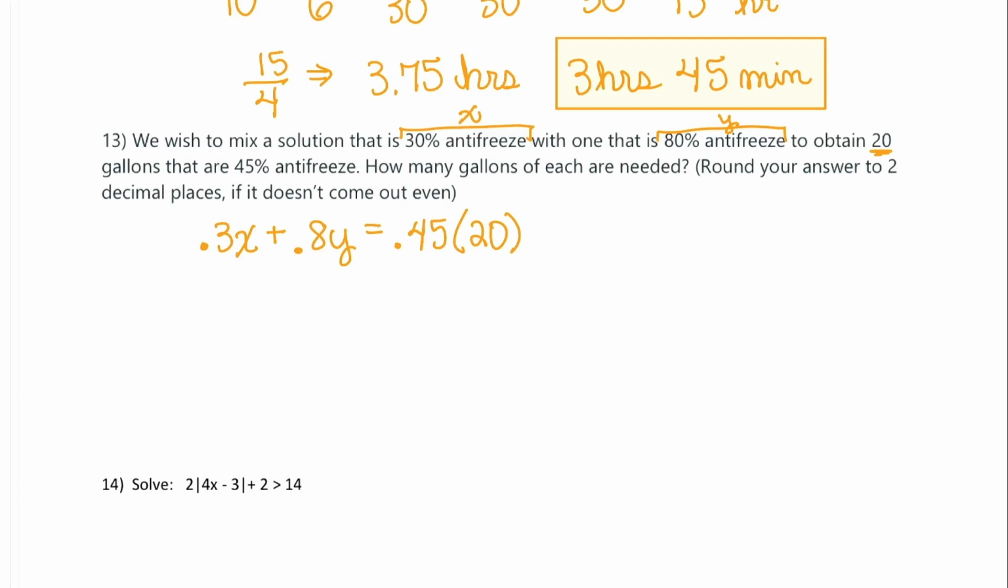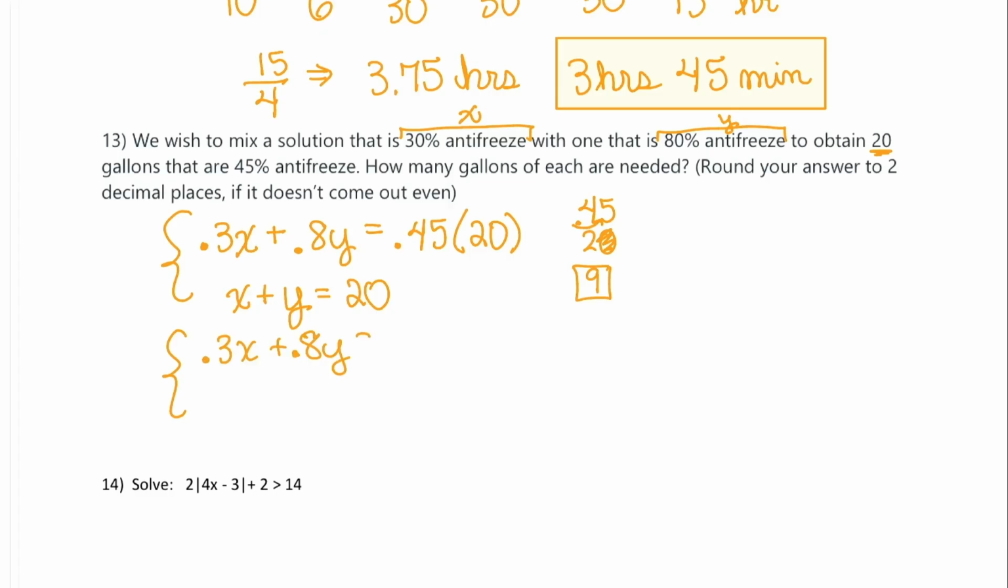Now the total amount of gallons is going to come from the 30% antifreeze and the 80% antifreeze, and that's going to equal 20. Now we have to simplify a little bit and substitute it. Okay, so let's work out the 0.45 times 20. The way that I like to do this is to move our decimal point over one time to take away this 10. So we have 4.5 times 2, and that's going to be 9. So let's rewrite this. This is going to be 0.3x plus 0.8y equals 9. And x plus y equals 20.